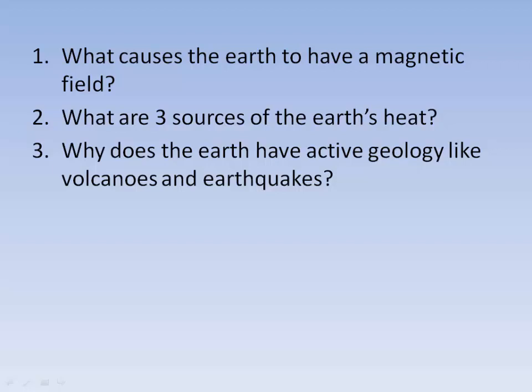What causes the Earth to have a magnetic field? Well, motion in the outer liquid core. What are 3 sources of the Earth's heat? Gravitational compression, bombardment, and decay of radioactive materials. Why does the Earth have active geology like volcanoes and earthquakes? Because the Earth hasn't completely cooled off. It's still very hot on the inside.